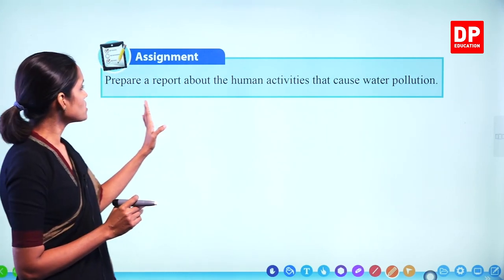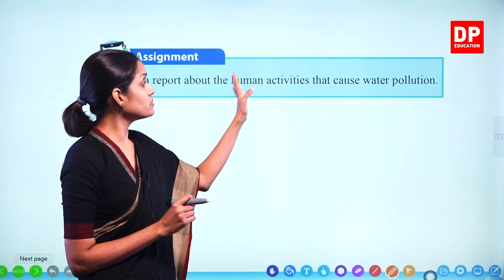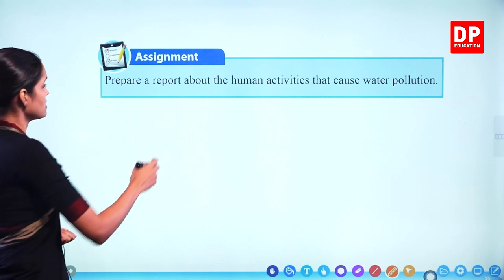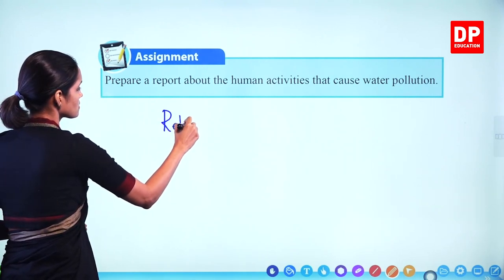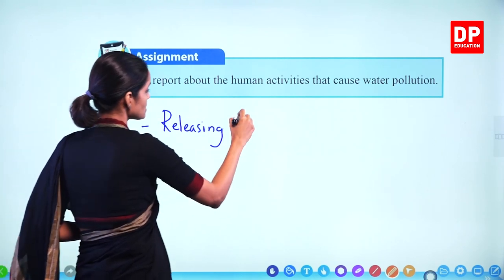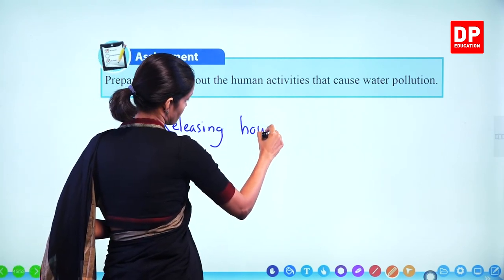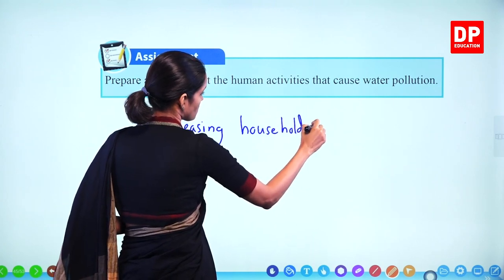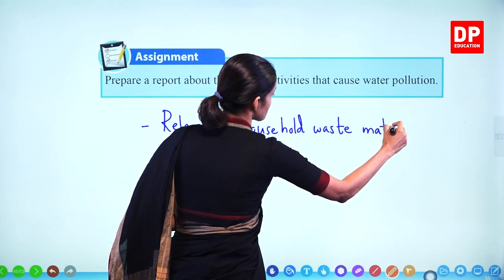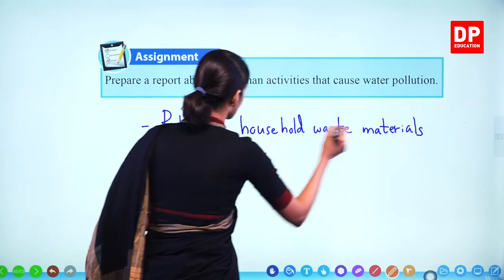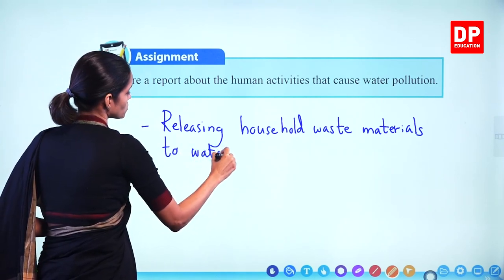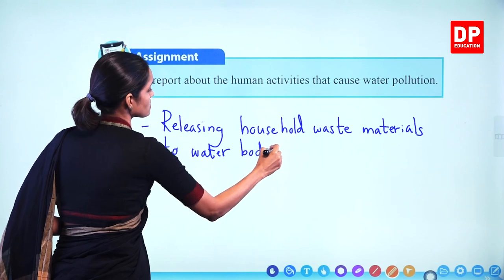So prepare a report about the human activities that cause water pollution. What are the human activities? Releasing household waste materials to water bodies. What else, children?